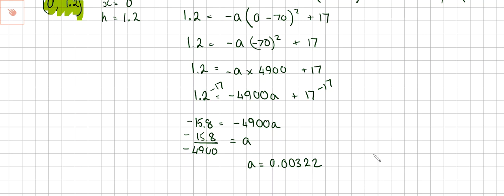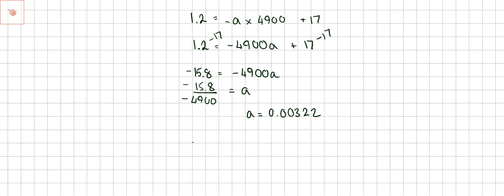0.00322. Like that. Cool. Okay, so we potentially think that h of x is going to be negative 0.00322 (x minus 70) squared plus 17. 1.2. I got it. So we got this number wrong. No, it's right. Oh, I wrote it wrong, yeah.